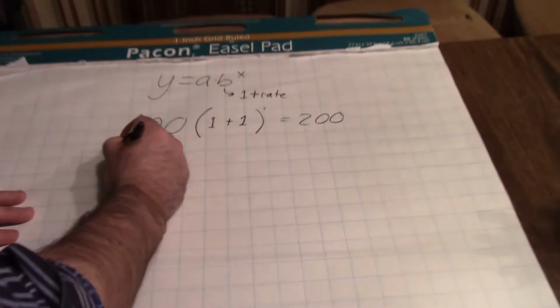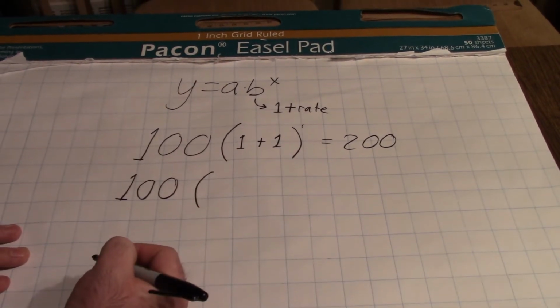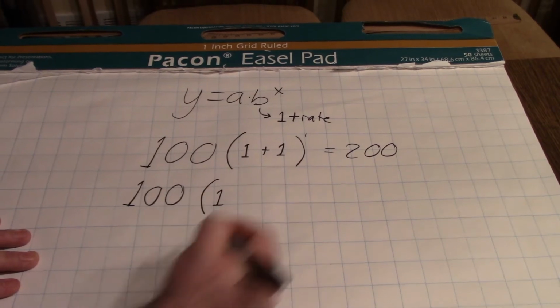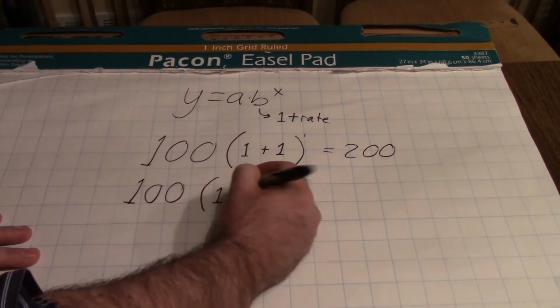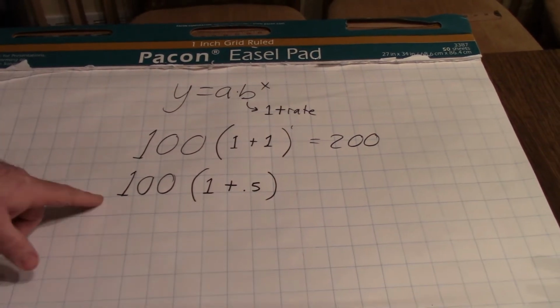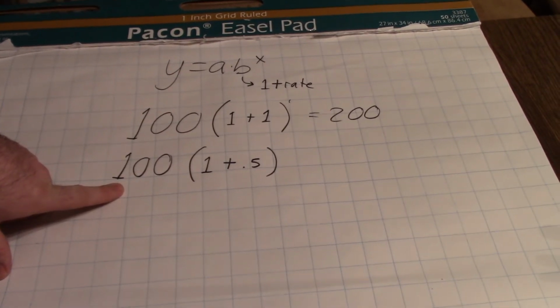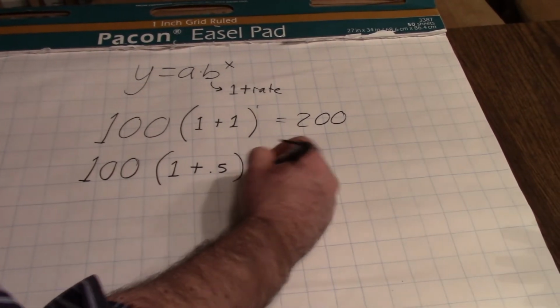Okay. So let's see what happens. I still got my 100. But this time, my rate is only 50%. So plus 0.5. Okay, we can actually do this in our head. So 1.5 times 100 is 150. Okay, but here's the deal.